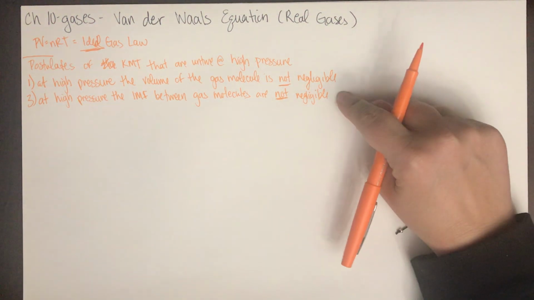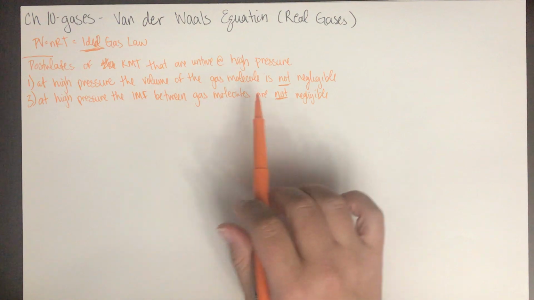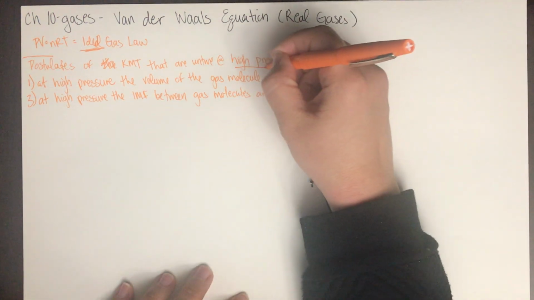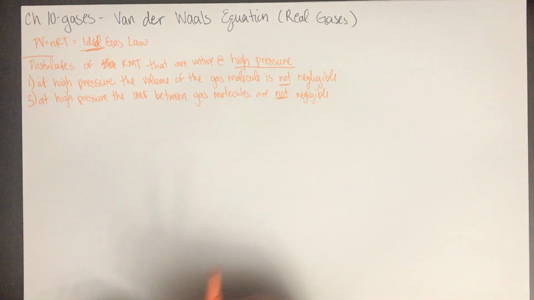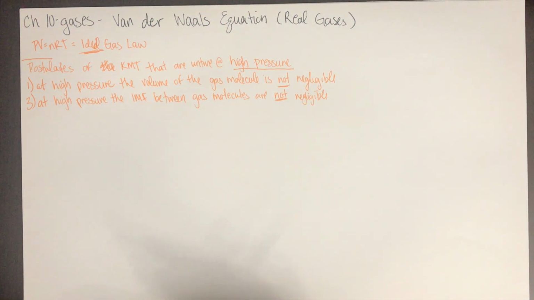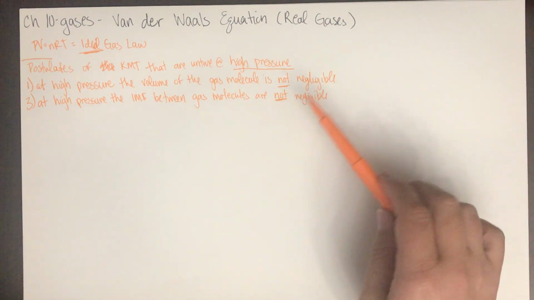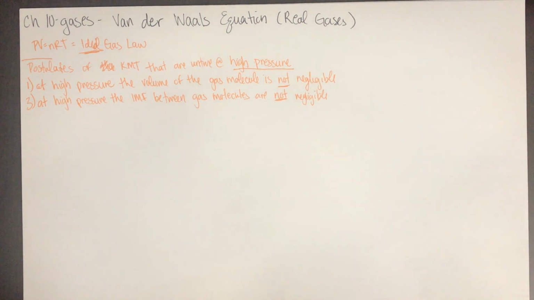So these are 2 things that we were assuming for the ideal gas law that are not true at high pressure. So now if we use the ideal gas law at a high pressure, we would not get an accurate value because of these deviations, these assumptions that we're making for the ideal gas law. So we have an equation that adjusts for these 2 deviations, and it's called the van der Waals equation.